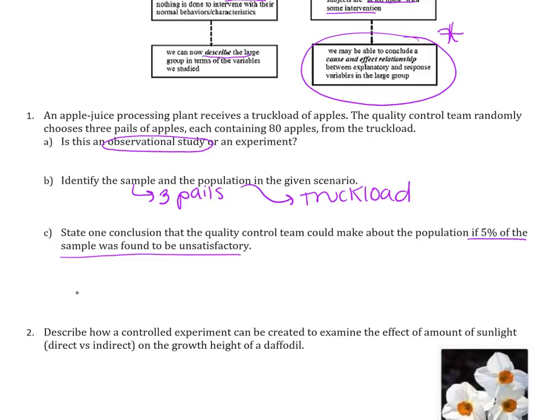What might then be true? The only thing you can conclude in an observational study is an inference about the population. So we said the population was the truckload. So if 5% of our sample is bad, we can conclude that 5% of our truckload is bad.